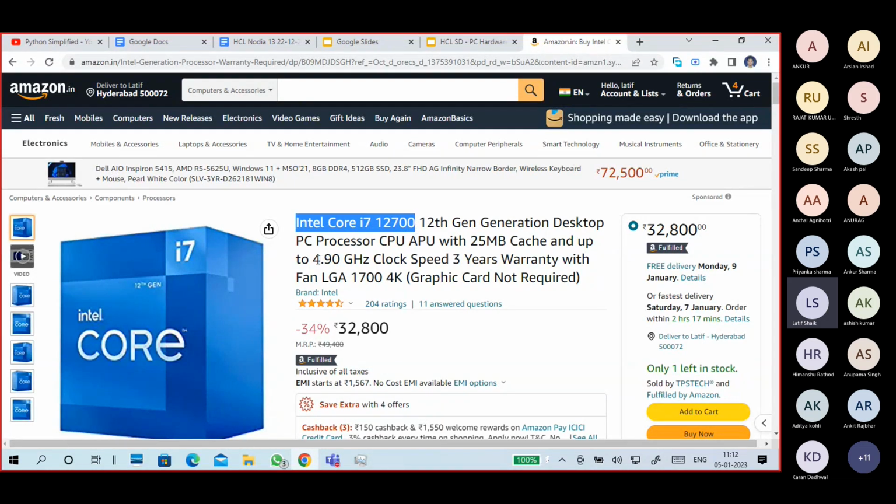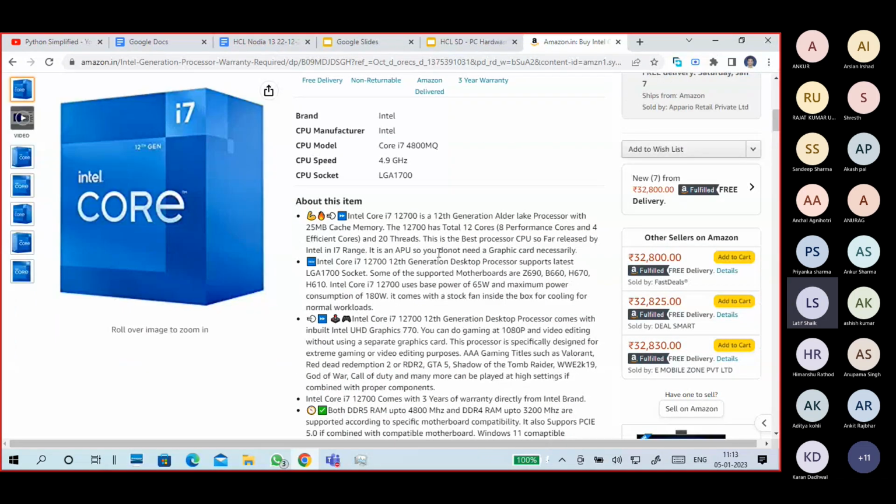And can you see what the details are? It has 4.9 gigahertz clock speed, 25 MB cache memory. And how many logical processors? It is a 12 core processor: 8 performance cores, 4 efficiency cores, 20 threads, meaning a 12 core, 20 thread processor.